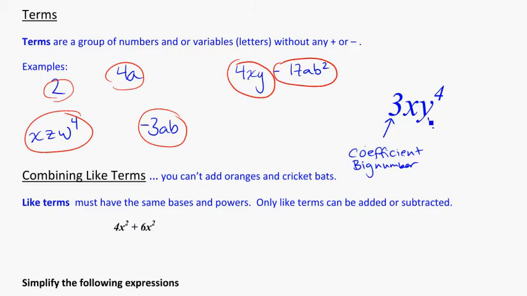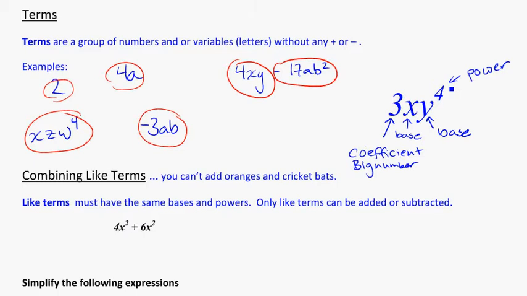These guys here are what we call the base. And this guy up here is the power. For instance, y to the power of 4. And x here is another base. So each letter is its own base, and it may or may not have a power on it. In this case, the x does not have a power, and the y does. So we've got the coefficient, the number in front, and then the two bases here, x, y to the power of 4.